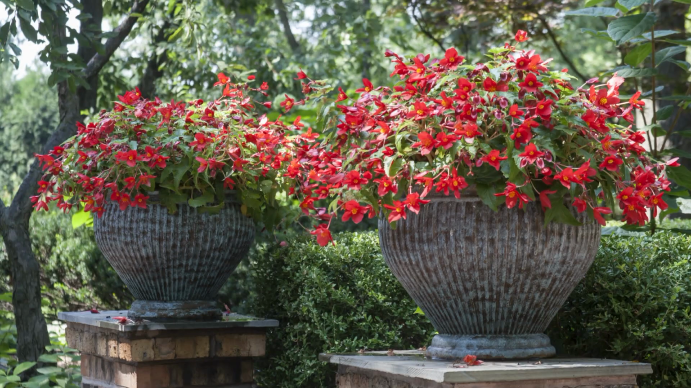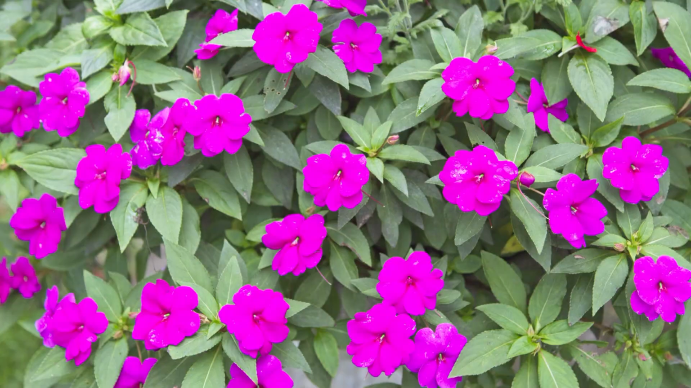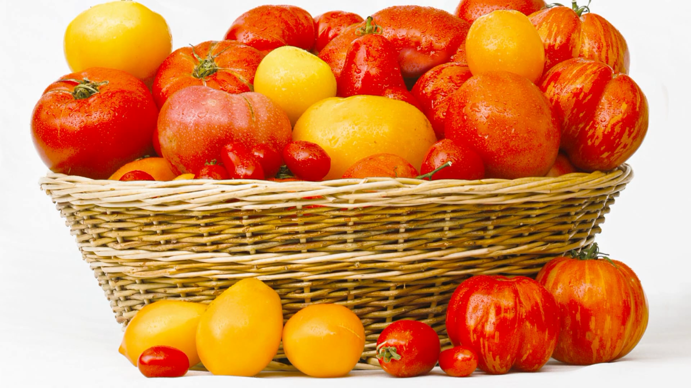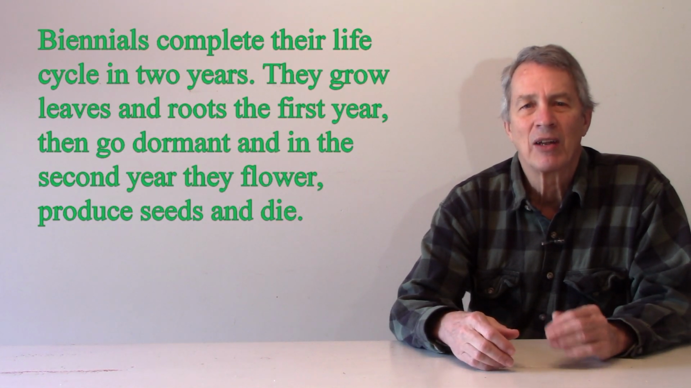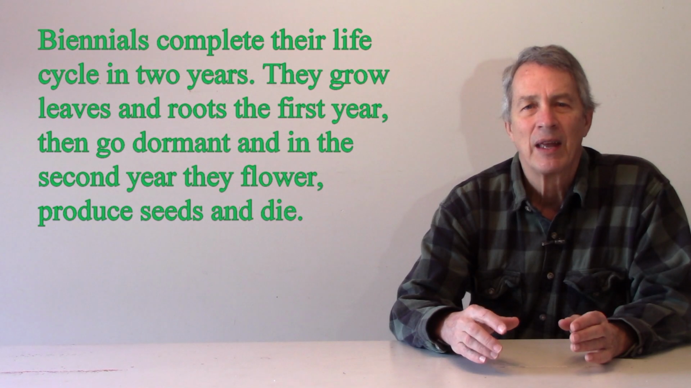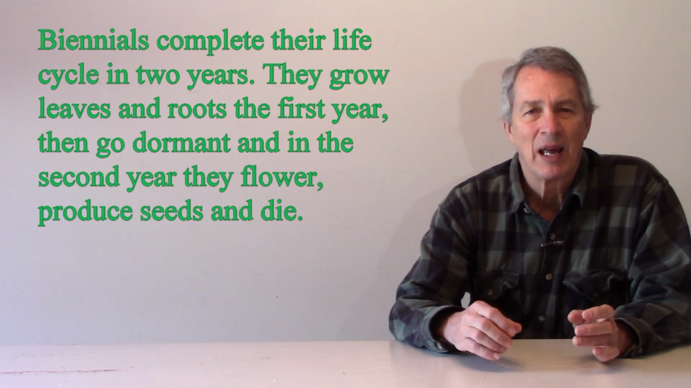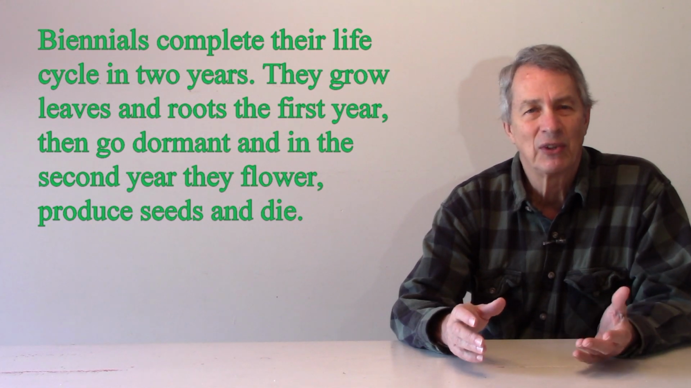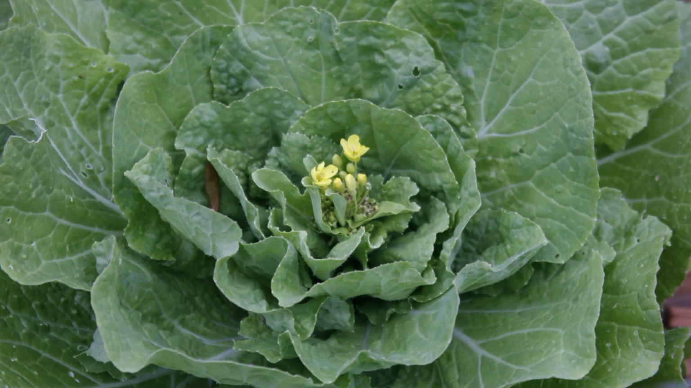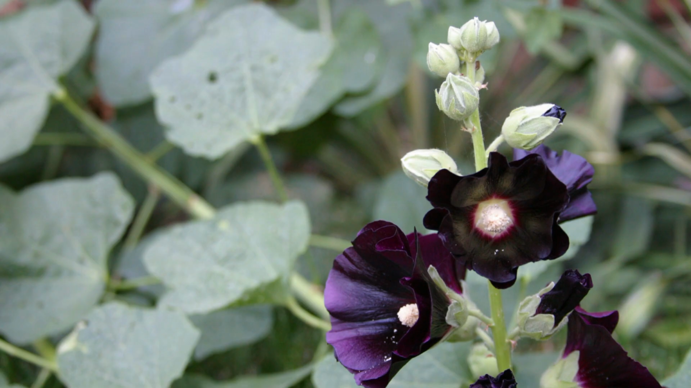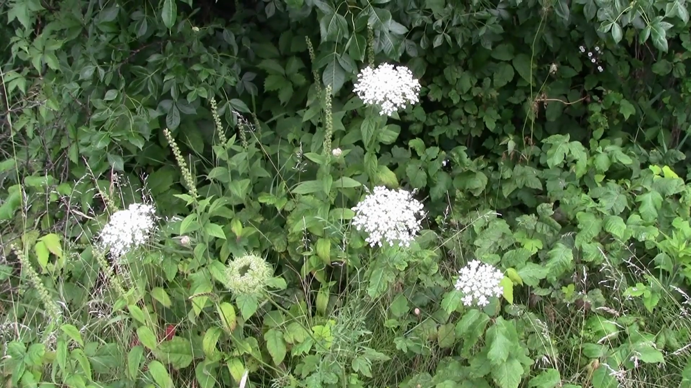Many perennials are grown as garden annuals. Begonias, coleus, geraniums, impatiens, petunias, and tomatoes are all perennials in their native habitats that we throw away at the end of summer. Biennials complete their life cycle in 2 years. They grow leaves and roots the first year. They go dormant, and in the second year they flower, produce seeds, and die. Cabbage, carrots, foxglove, hollyhocks, lettuce, Queen Anne's lace, and some thistles are biennials.